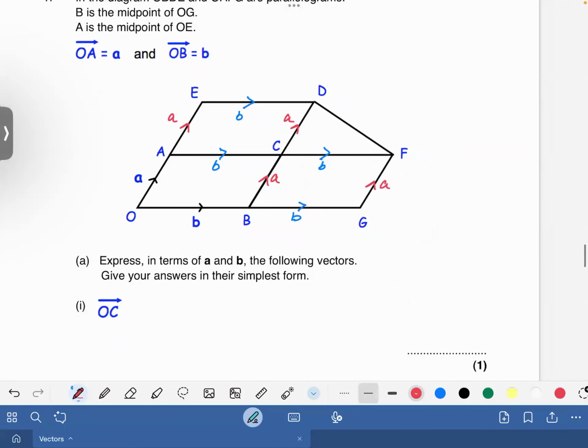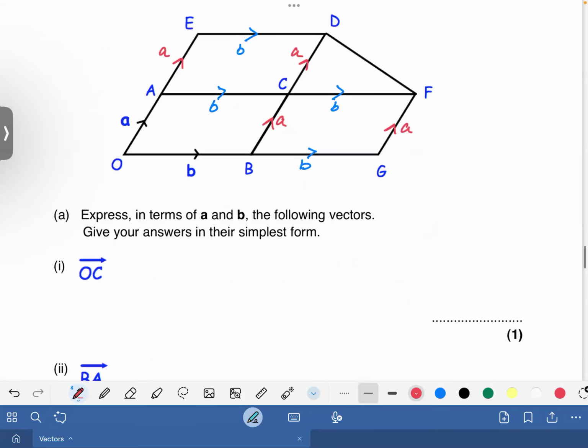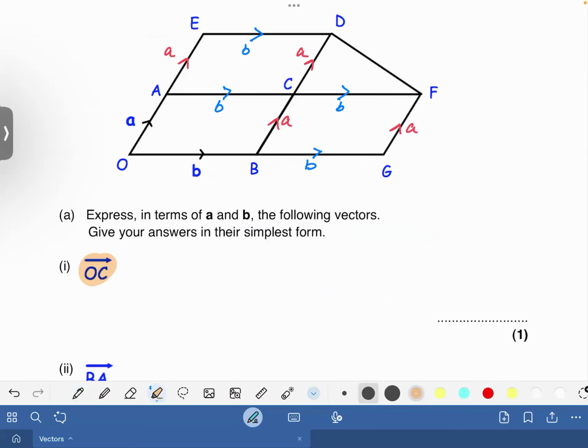Express in terms of a and b. Give your answer in the simplest form, OC vector. Okay. Start your car from O, travel till C. You have two choices: OA, AC, first choice. OB, BC, your choice. So O to C would be O to B plus B to C. Ramin, if I remove these two, can you see that OC is there? Yes sir. It means that you wrote the correct route, okay? So O to B is plus b and B to C is plus a. So b plus a is the answer.